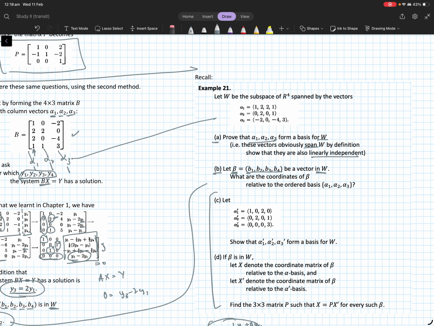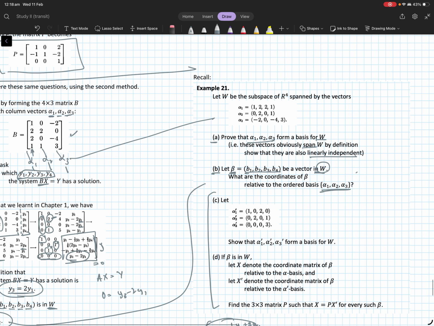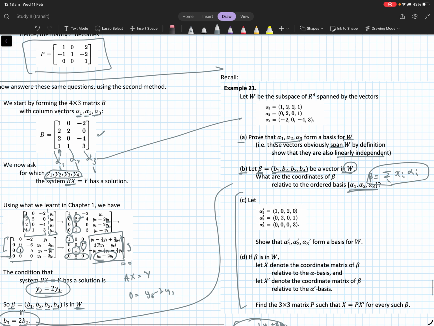The second part is the more interesting one. We want to know whether this vector beta, for some arbitrary b1 to b4, belongs to W, and if it does, can we write the coefficients in terms of the alphas? It's basically asking, can you find xi such that beta equals the sum of xi alpha i? Okay, so let's see how to solve this.